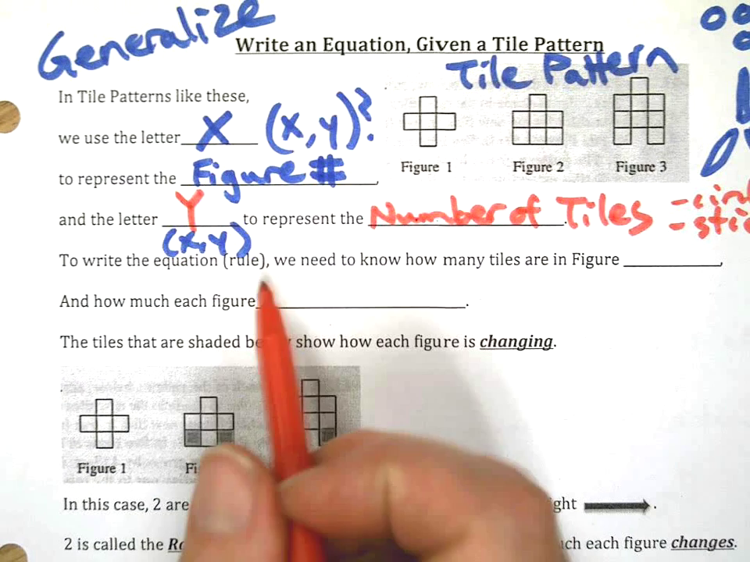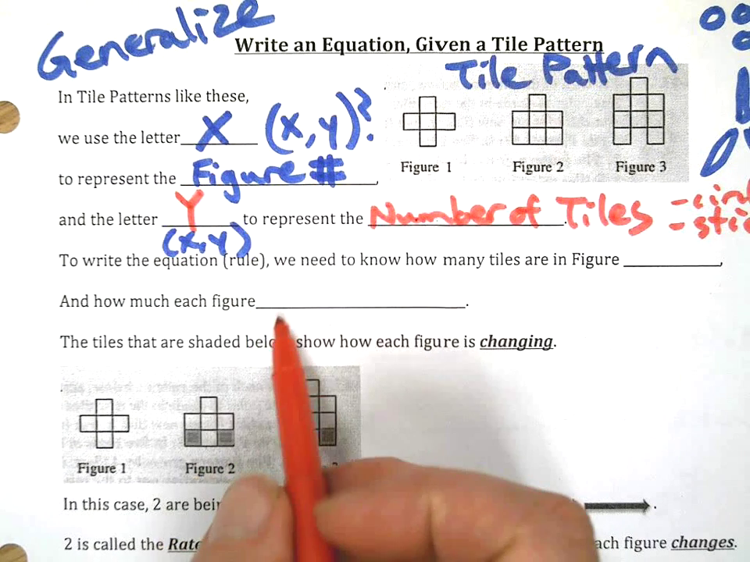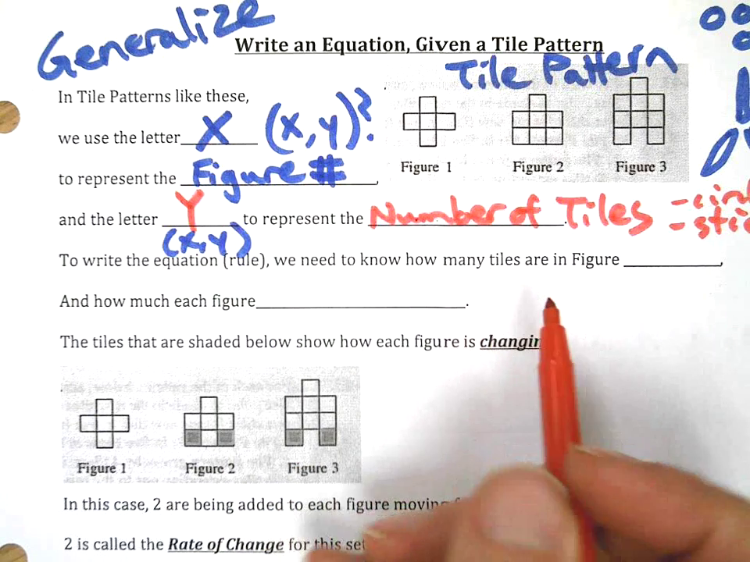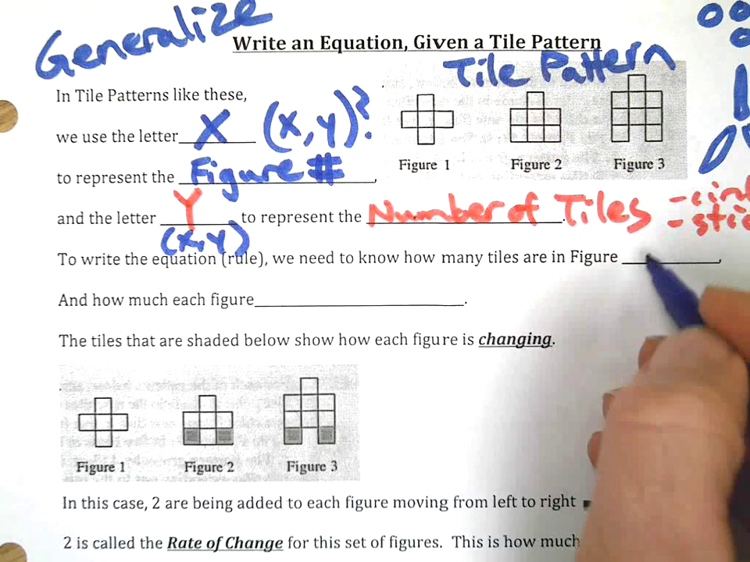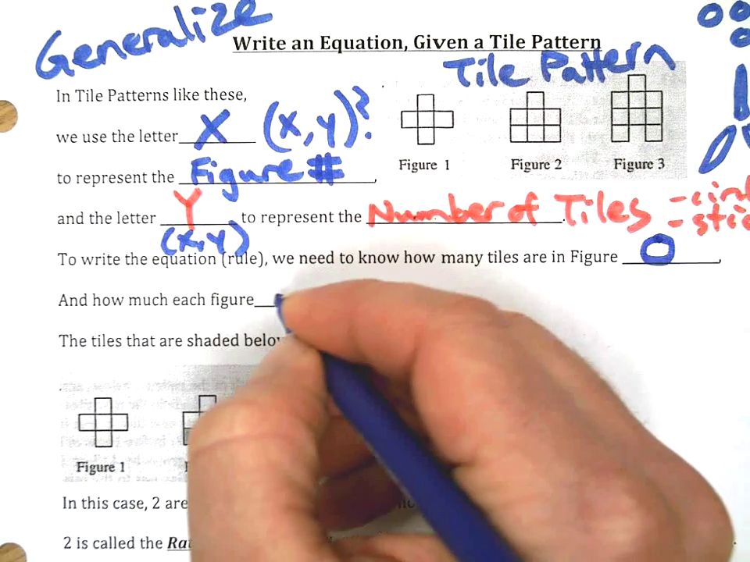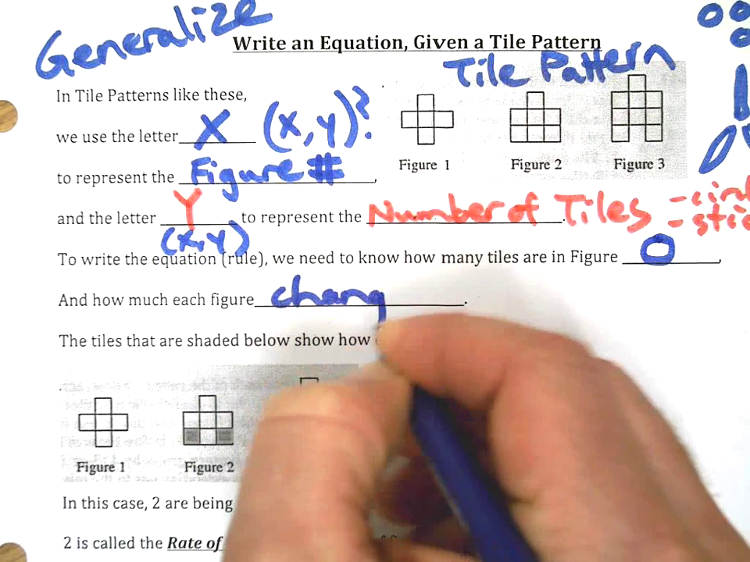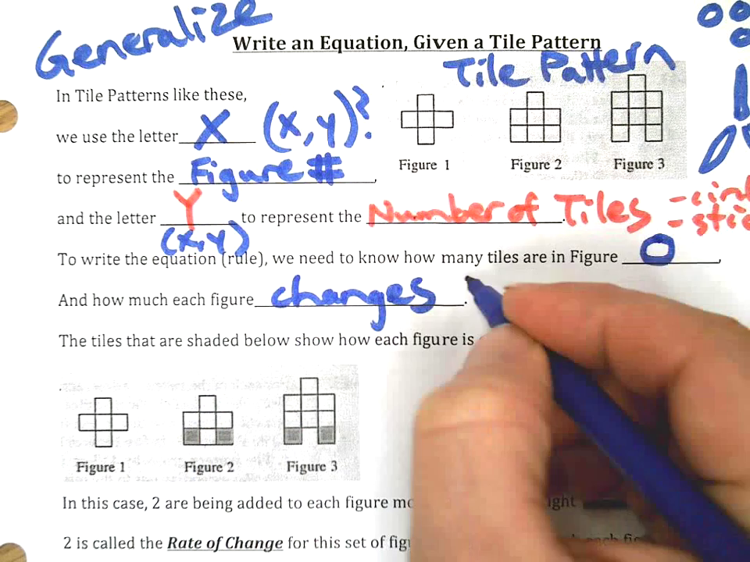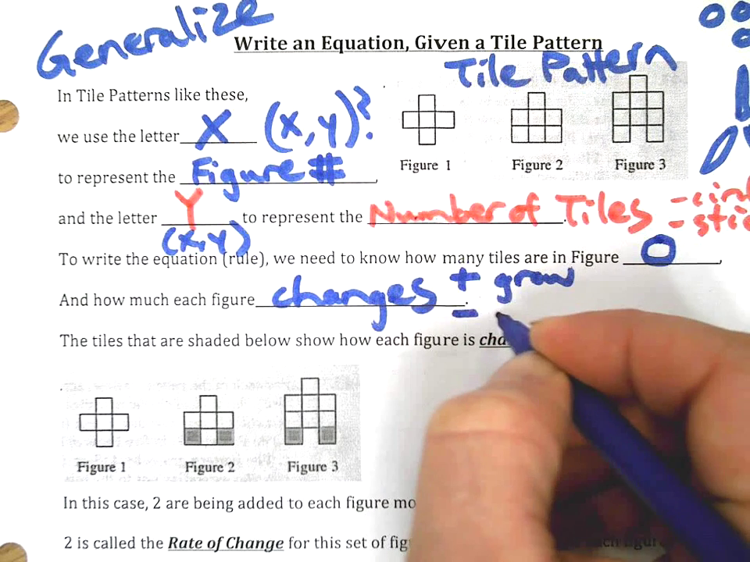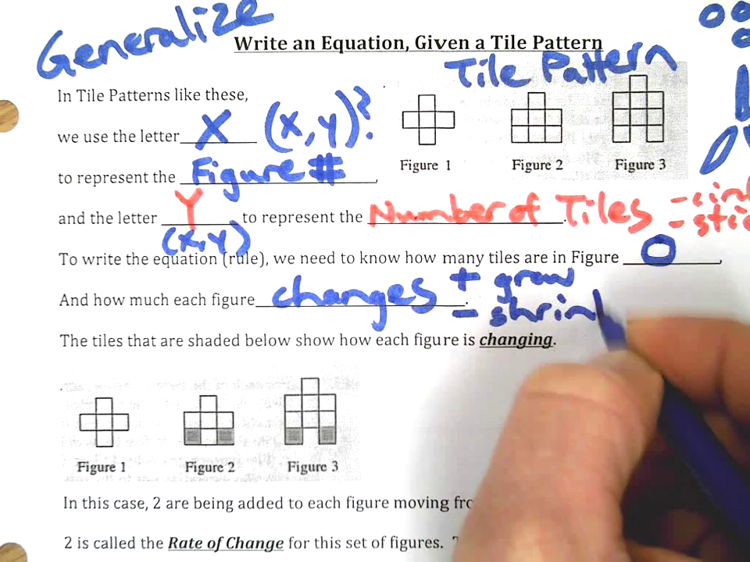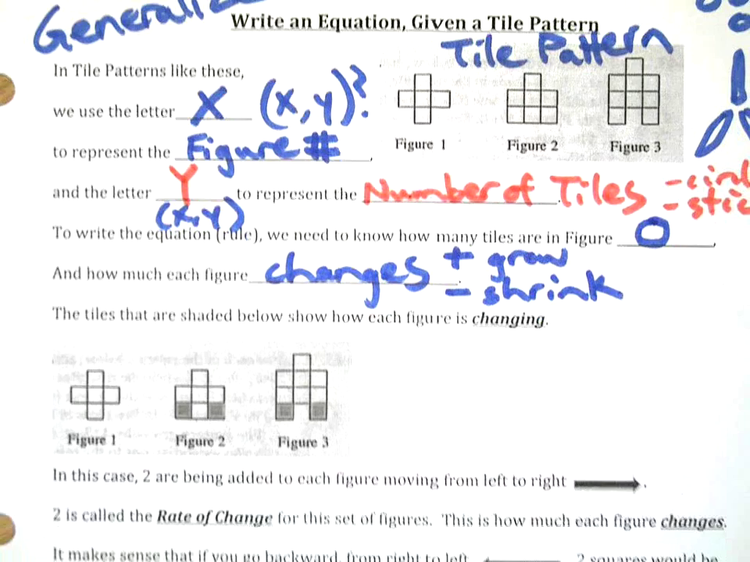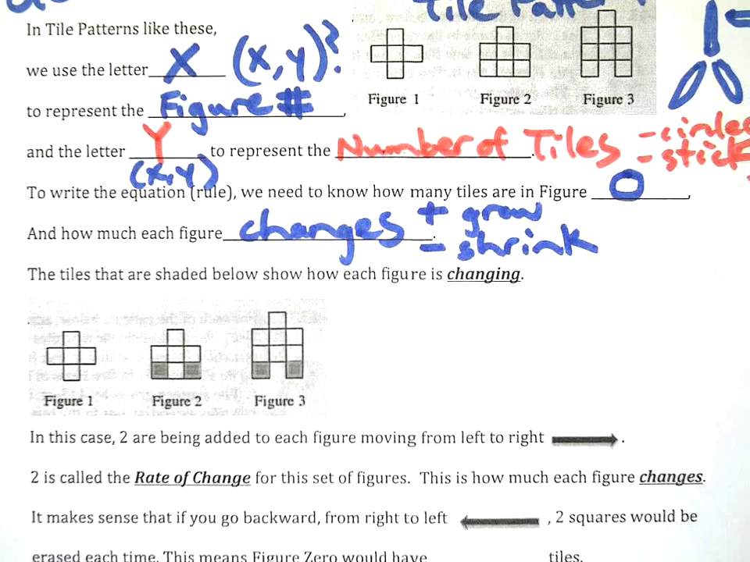To write the equation for these things, we need to know how many tiles are in figure 0 and how much each figure changes, which can either be plus for grow or minus for shrink or reduce. Here, let me give you an example of what we're talking about.